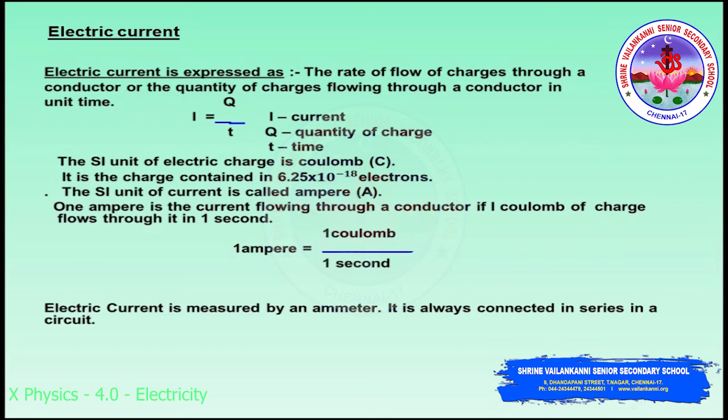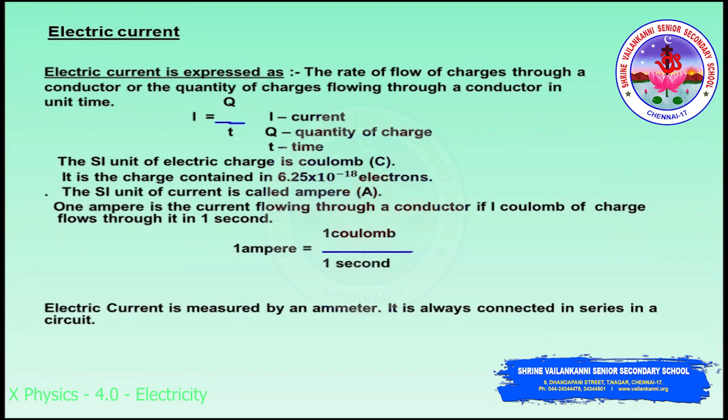Got it? So what is the SI unit of electric charge? It is the coulomb. And it is the charge contained, as we said before, in 6.25 into 10 power 18 electrons. And for the current, the SI unit is ampere. So what is 1 ampere? 1 ampere is the current flowing through a conductor if 1 coulomb of charge flows through it in 1 second. Then 1 ampere is equal to 1 coulomb by 1 second.